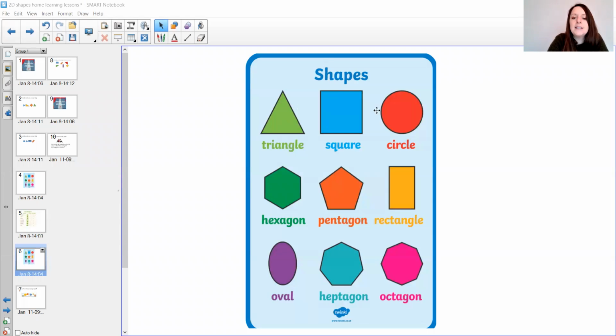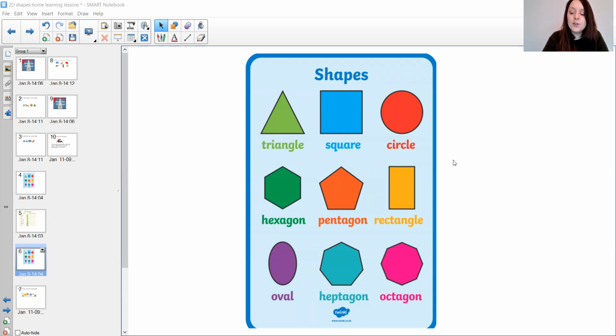So looking back at 2D shapes, I'm going to share my screen and we're going to remind ourselves of what we've learned. The first thing I'd like you to do is have a look at these 2D shapes. You can see all of their names, reminding us of the names of them. And I want you to look at their properties. Later on in today's lesson, we're going to play a game. It's going to be a guess the shape game, guess the 2D shape.